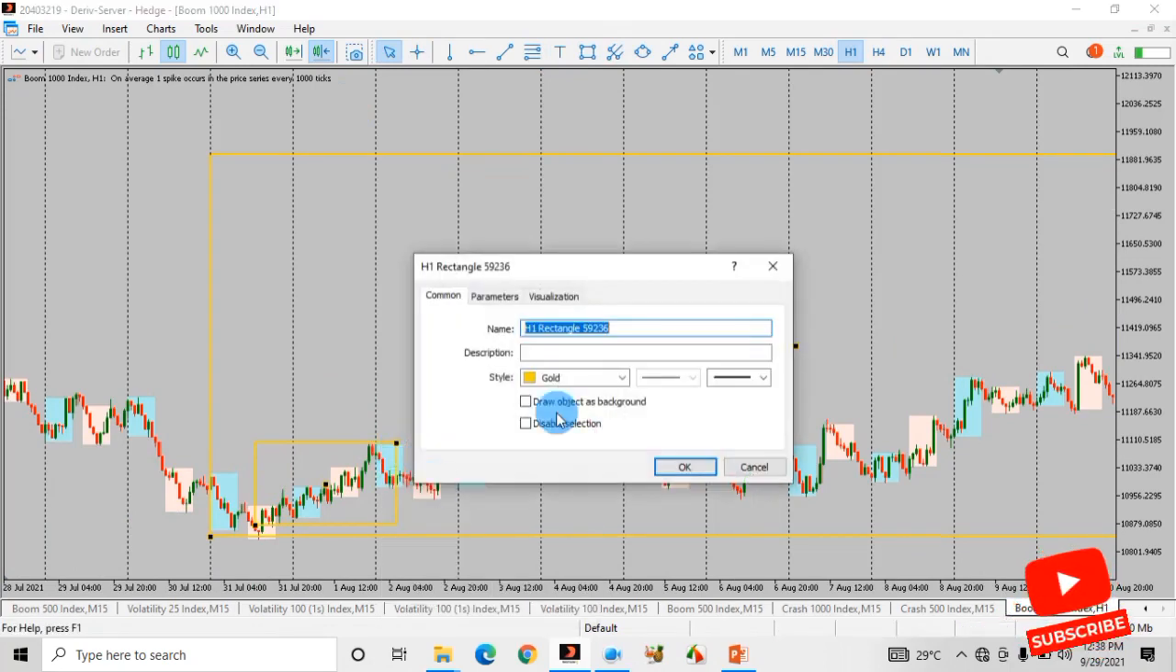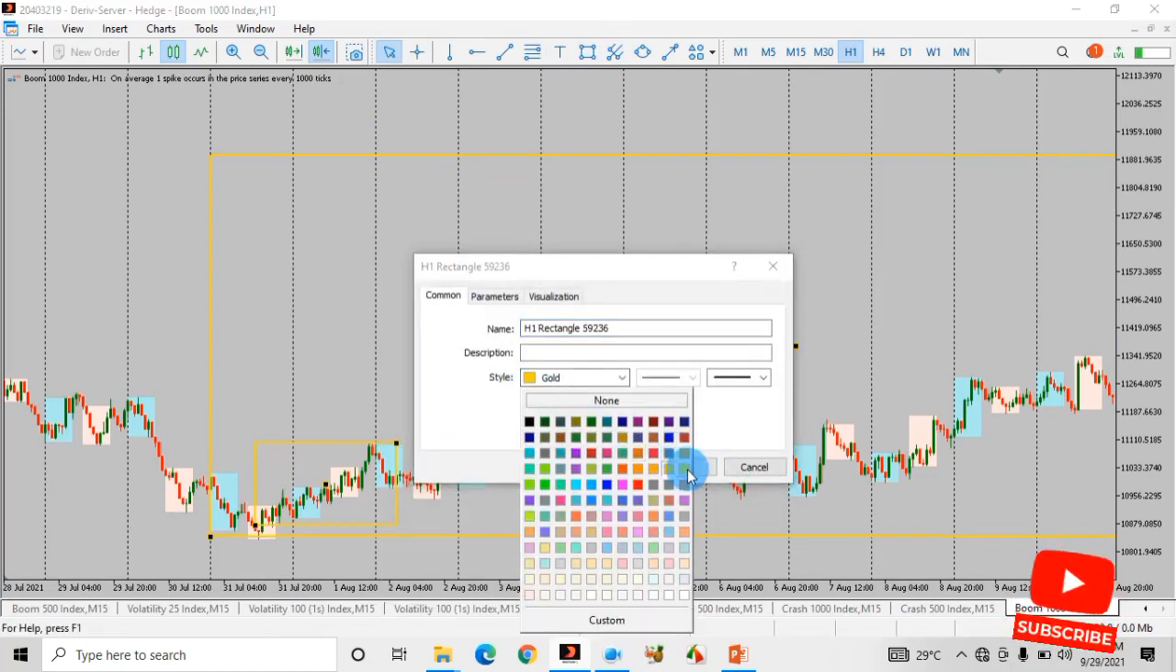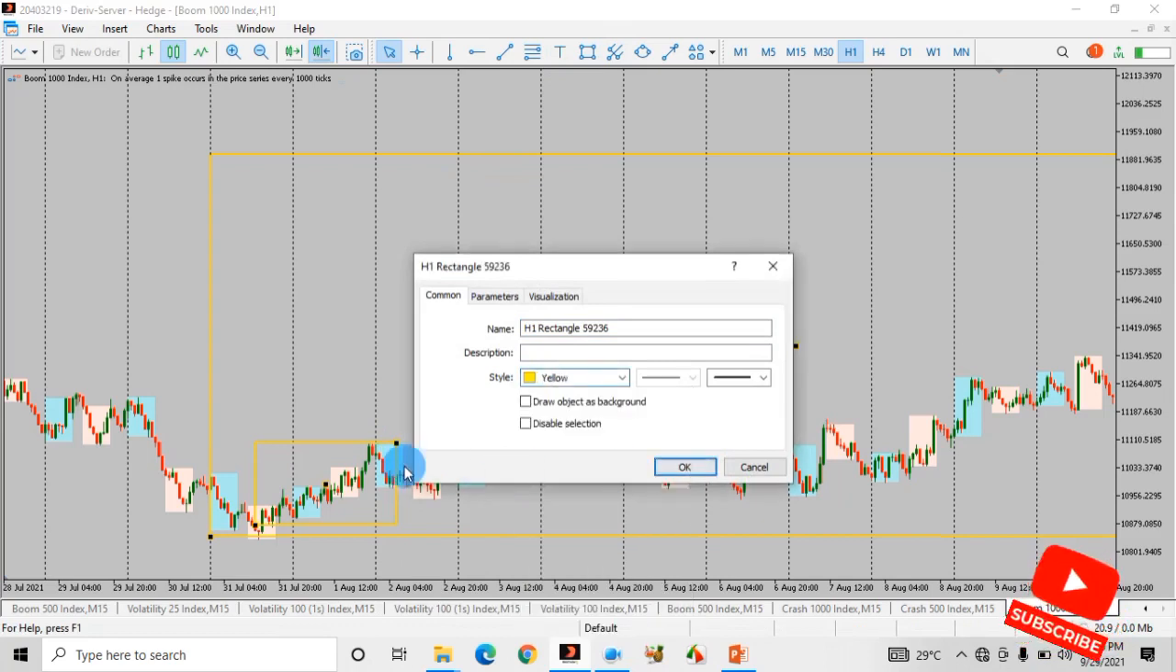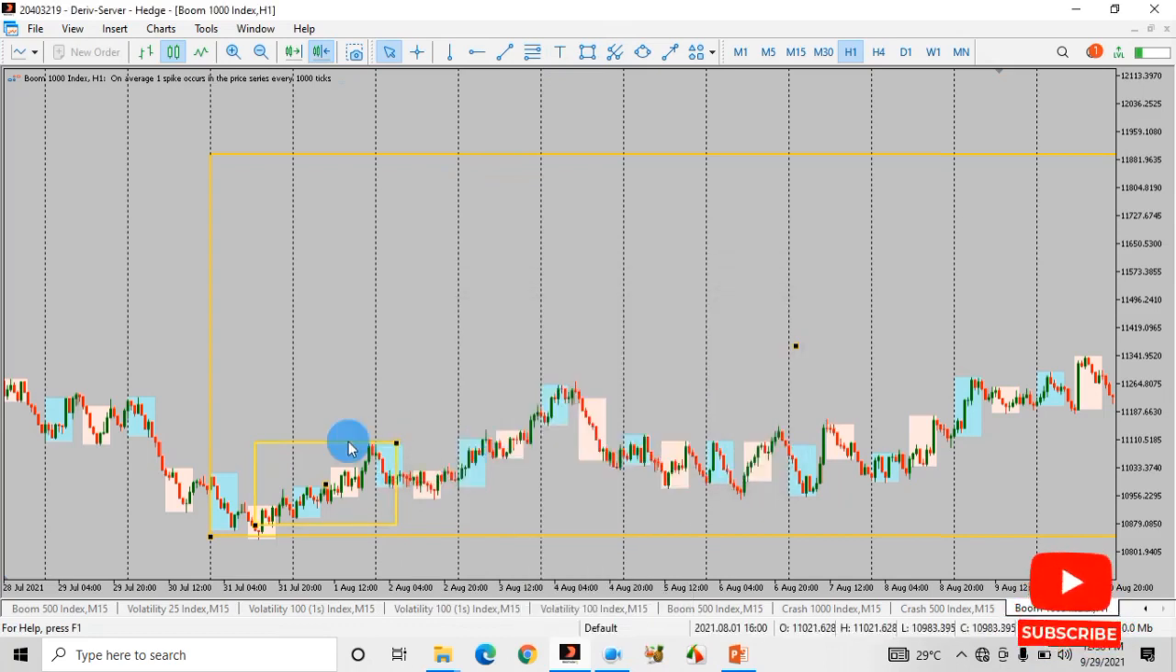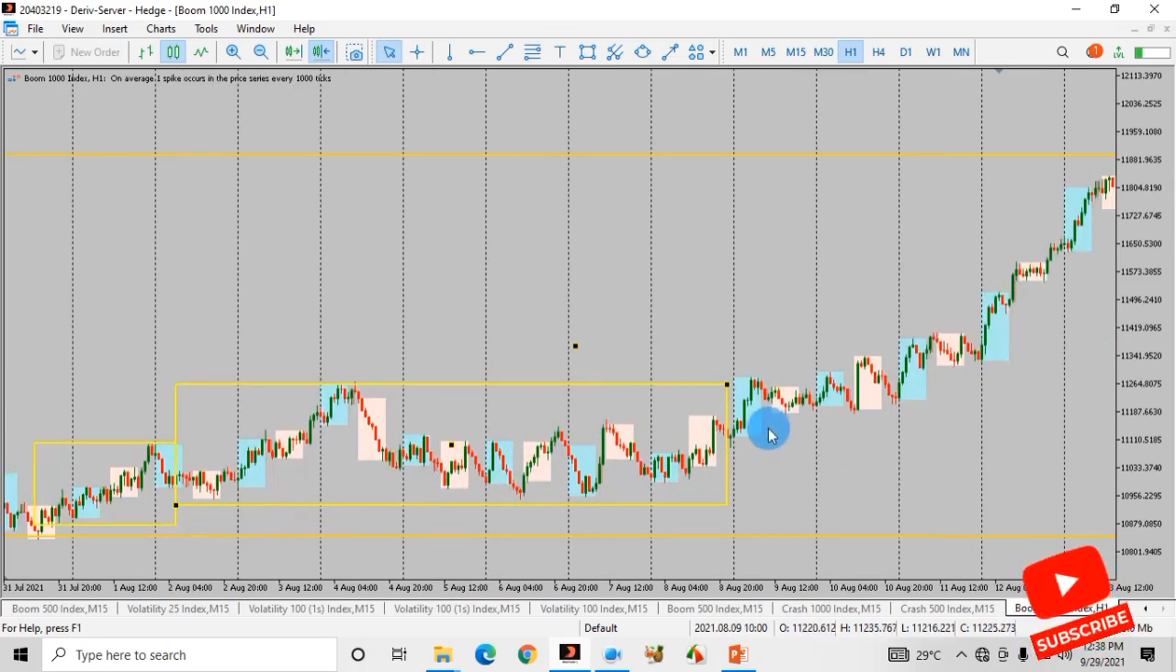So I'm going to use another color for this. Let me use yellow for this. So this is our first day of rise, and our second day is consolidation. The second day was this. So the whole of this is still our second day of rise, right? All this is just accumulation, as in the consolidation for our second day of rise, up to this region here.